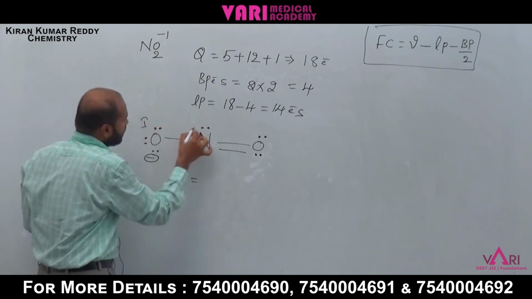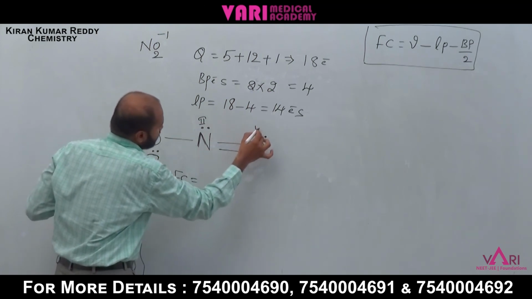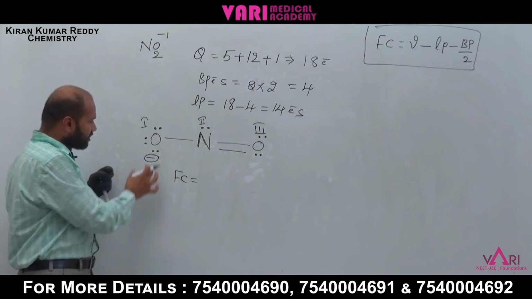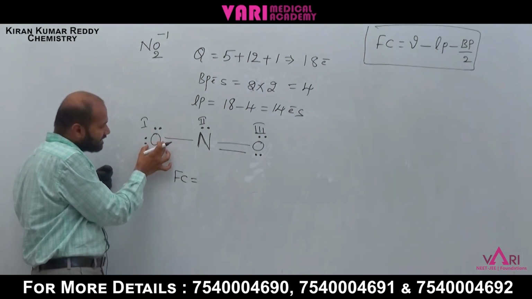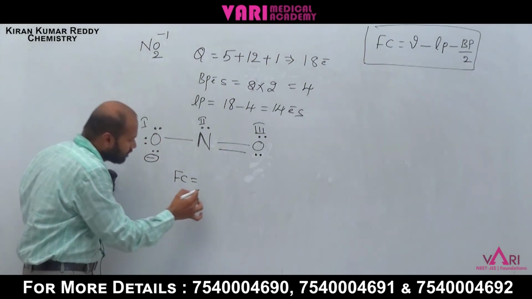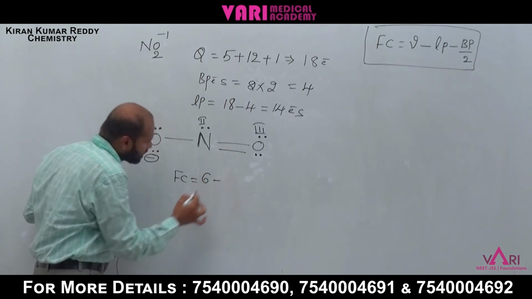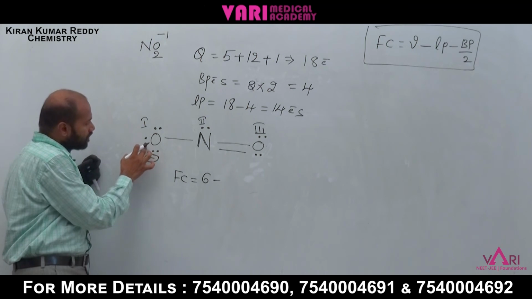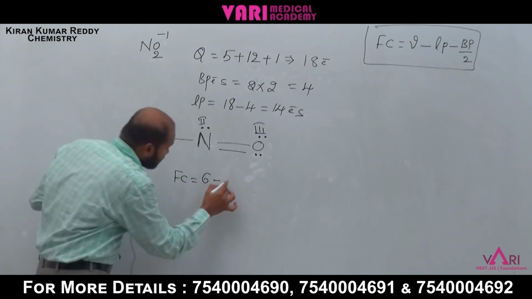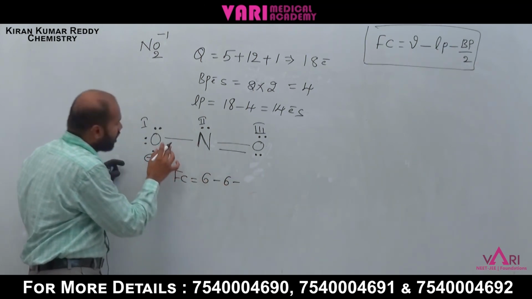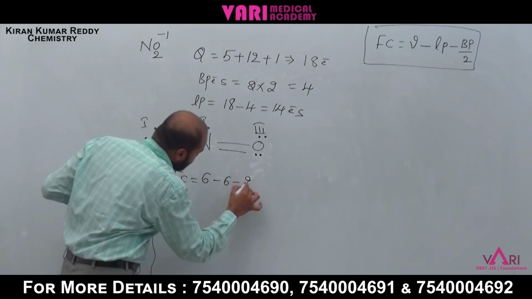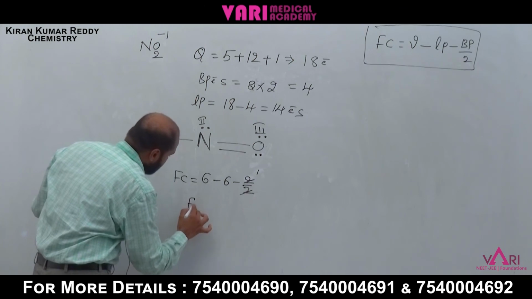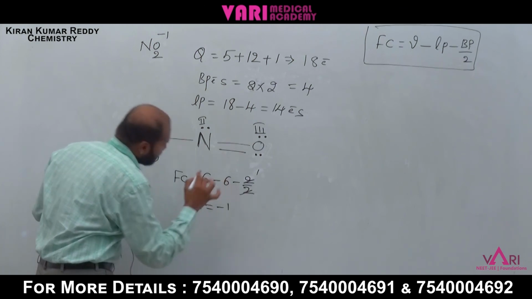This one is 1, this is 2, and this one is 3. For this oxygen atom, how many valency electrons are present? 6, it belongs to the 6th group. Now how many lone pair electrons? 1 2 3 4 5 6. 6 minus 6, now bond pairs 2 by 2 is 1, so it is equal to -1. The formal charge of this oxygen atom is -1.